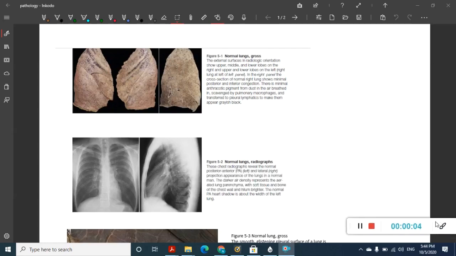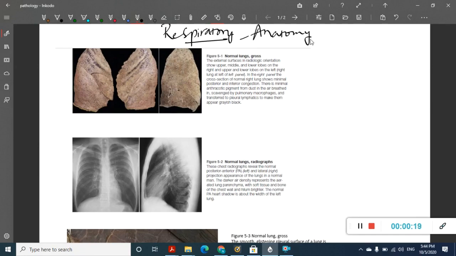In this chapter, we are going to learn about pathology. In pathology, we are just going to learn about the respiratory system today. And in this respiratory system, the first group we will learn is respiratory anatomy. We are not going to deal with the details of anatomy. These are the pictures seen in Robbins, which have a potential chance of coming in the examination. So as a result, I would like to discuss them in detail.